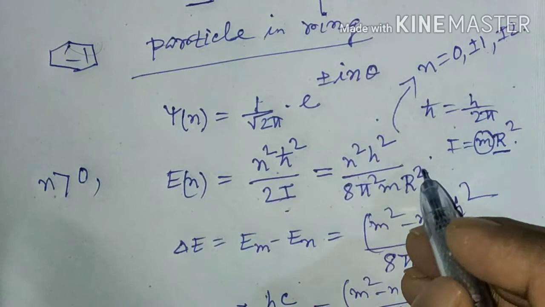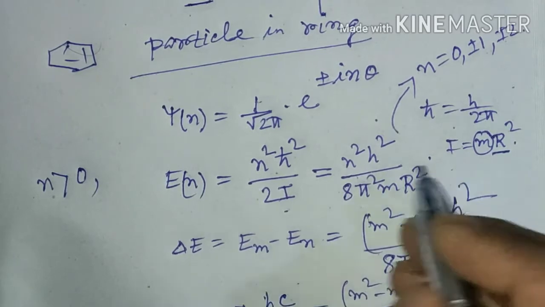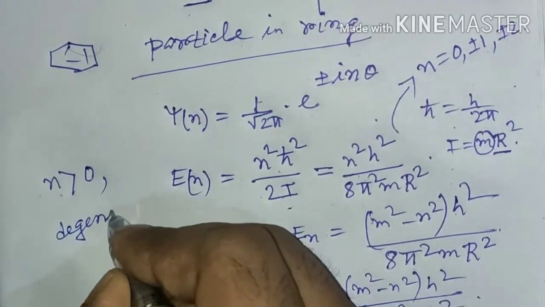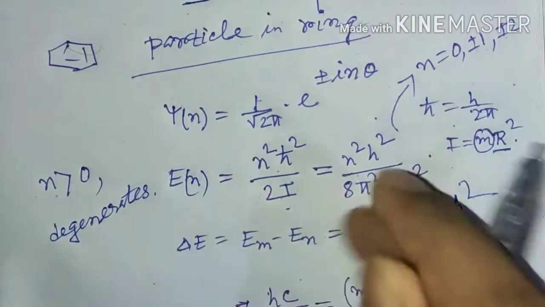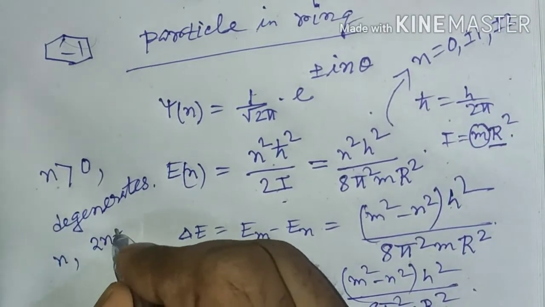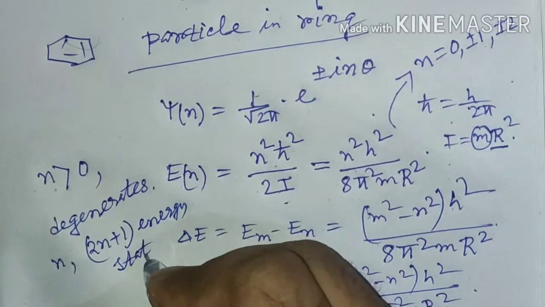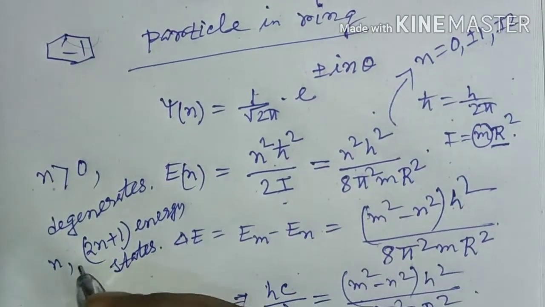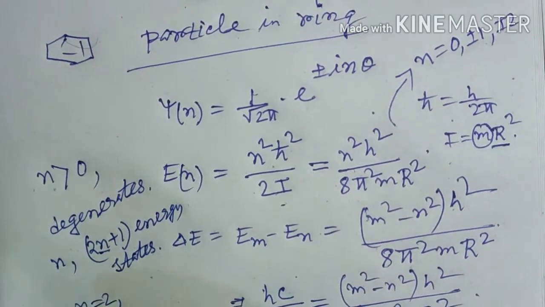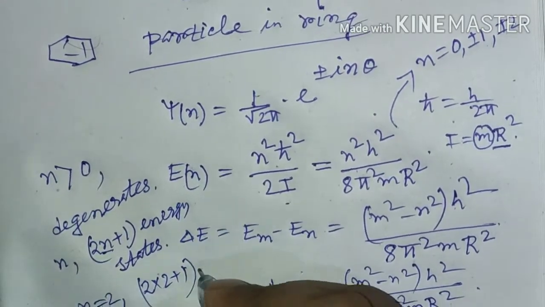That means two different energy states having the same energy value, that means both the states are degenerate. That is, for n greater than 0, states are degenerate. And for a specific value of n, there will be 2n plus 1 number of energy states. For benzene, the maximum value of n is equal to 2, and for that there will be 2 into 2 plus 1, that is 5 energy states.